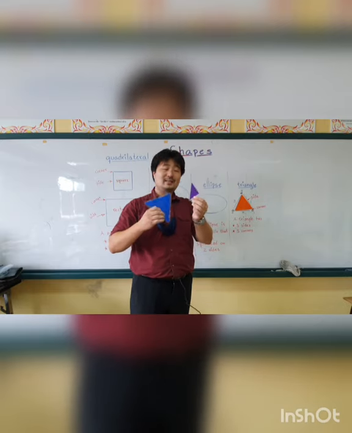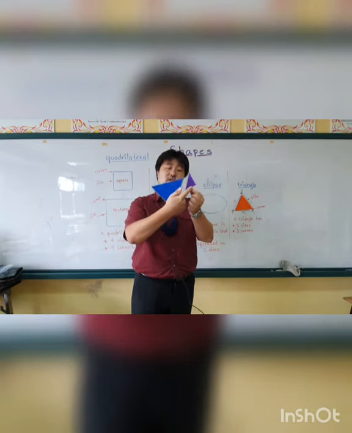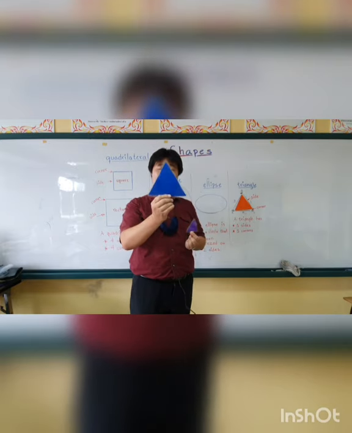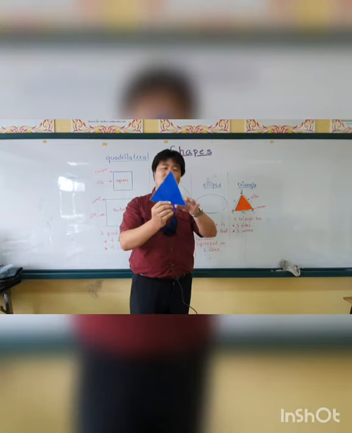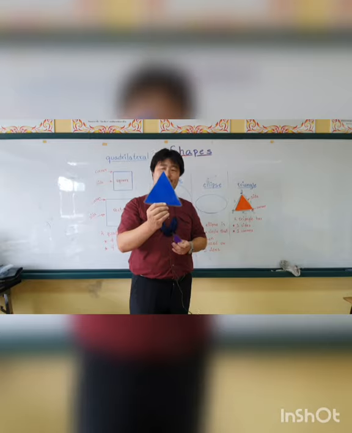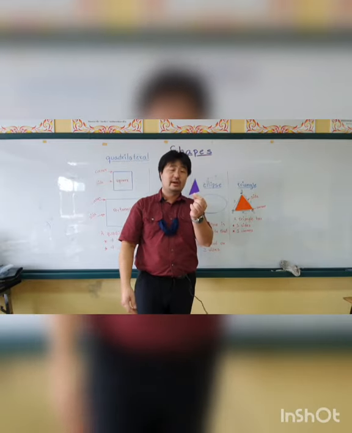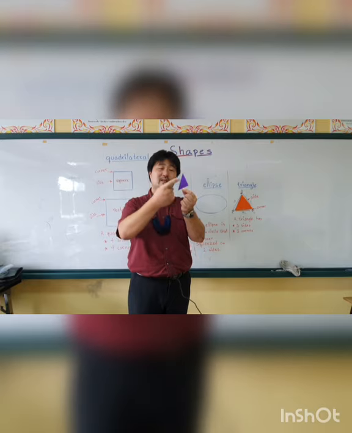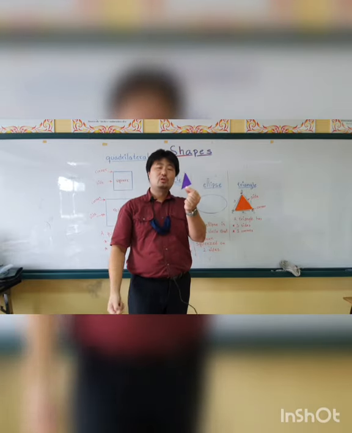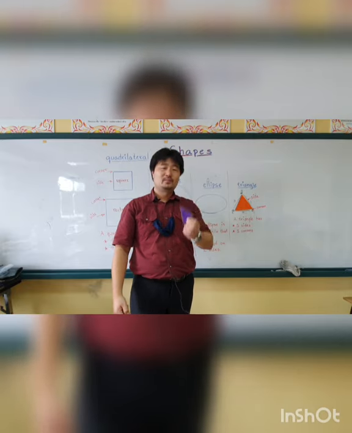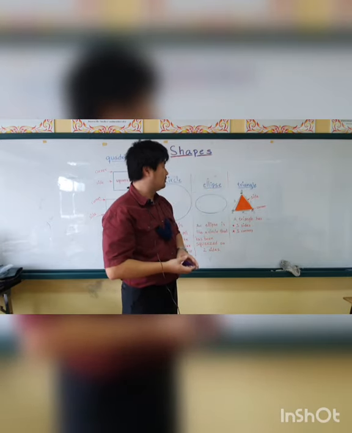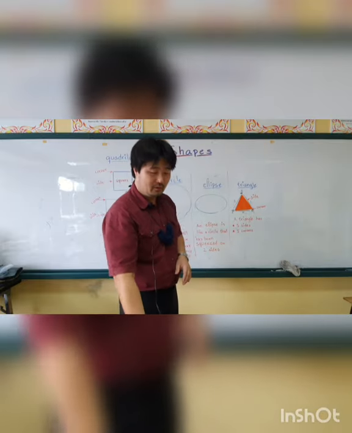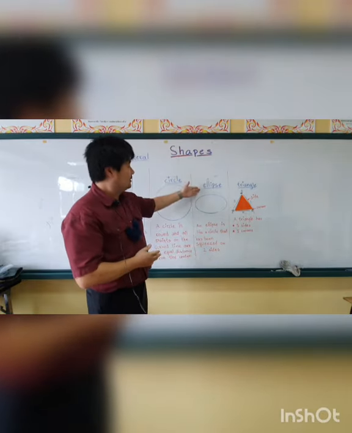They can be different sizes. You see, this side is much longer than this side. But on this triangle, they are pretty much the same size, all the sides. But this is also a triangle because it has three sides and three corners. And that is what defines a triangle. So the definition for a triangle is that it has three sides and three corners. Okay? Good. Now let's move on to the next one, which is the ellipse.